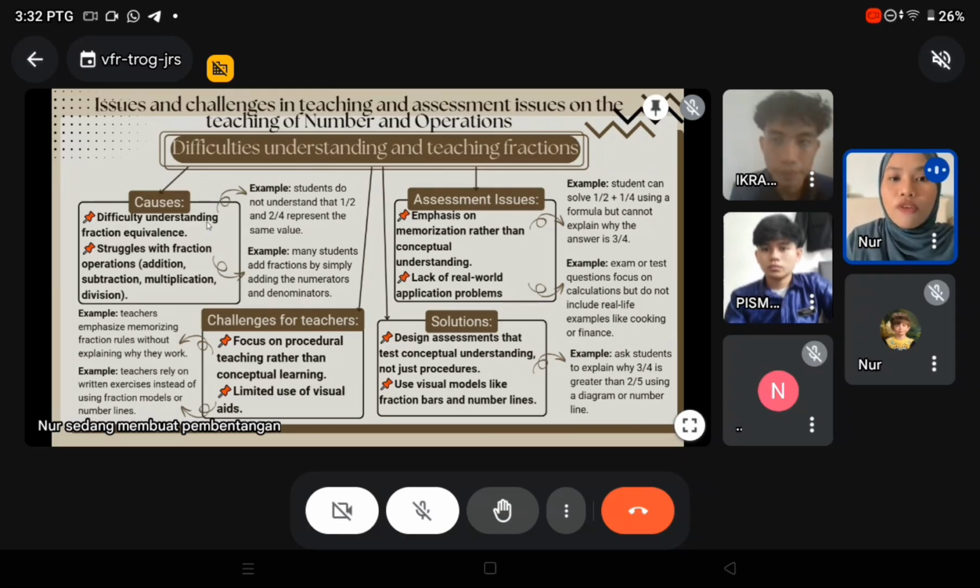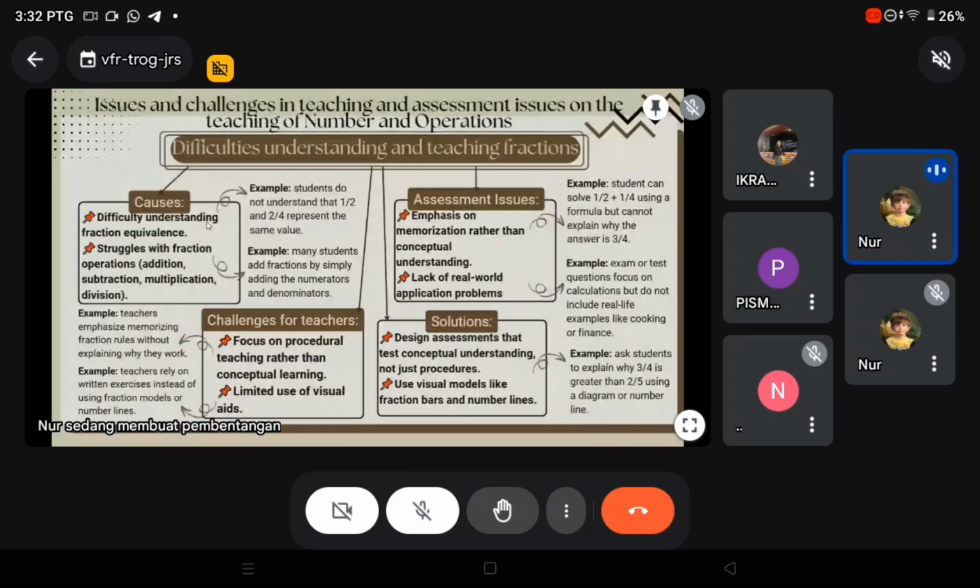So, for the assessment issues, it is based on emphasis on memorization rather than conceptual understanding, which connects to the challenges for teachers, but this one is for students. For example, a student can solve 1/2 plus 1/4 using a formula but cannot explain why the answer is 3/4.